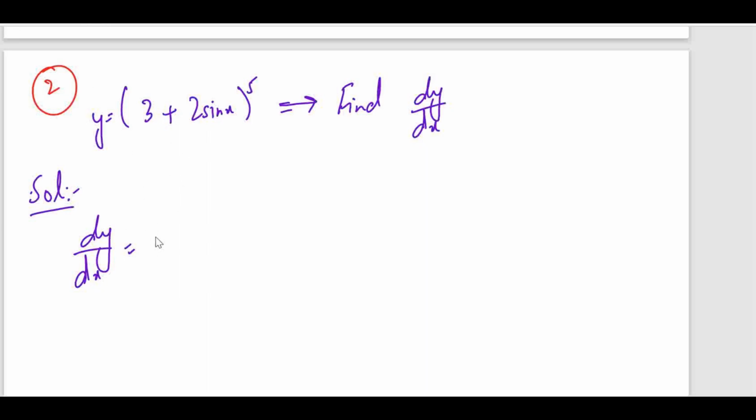Whatever power we have over here, we write it as (3 plus 2 sine of x) whole power 5 minus 1. This is the power rule. But keep this in your mind: whenever we use the power rule, we have to take the internal derivative, which means we have to differentiate this portion again.